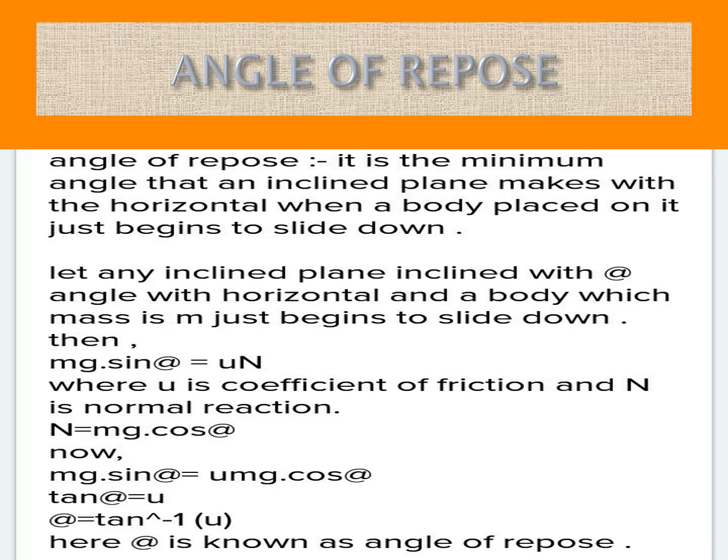Do you understand? Consider an inclined plane on which an object is placed. Let the angle which this plane makes with the horizontal be theta. For small angles of theta, the object may not slide down. As theta is increased, for a particular value of theta the object begins to slide down. This value is called the angle of repose. Here mu is the coefficient of friction and N is the normal reaction. So N equals mg cos theta, and theta equals tan inverse of mu. That is the angle of repose.